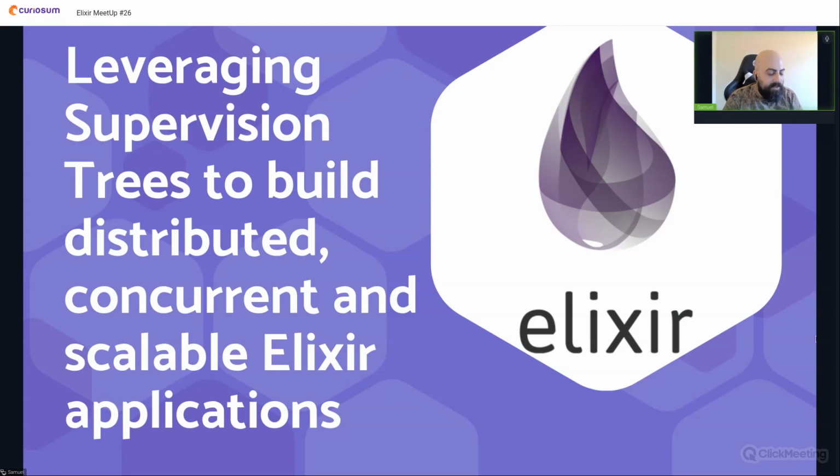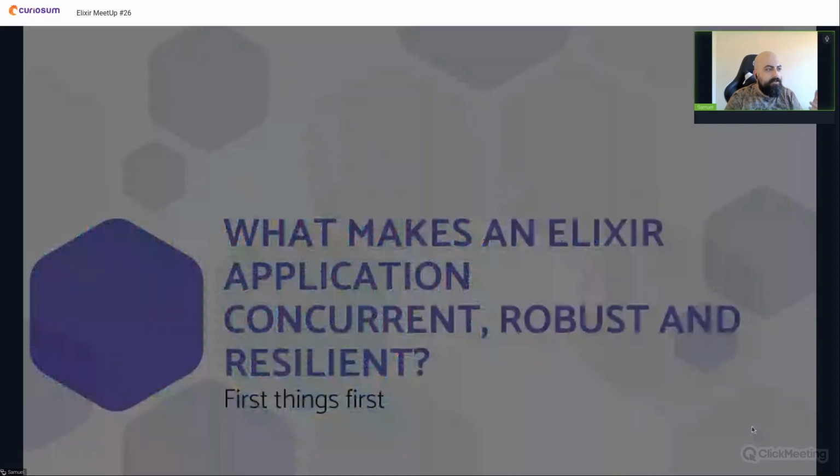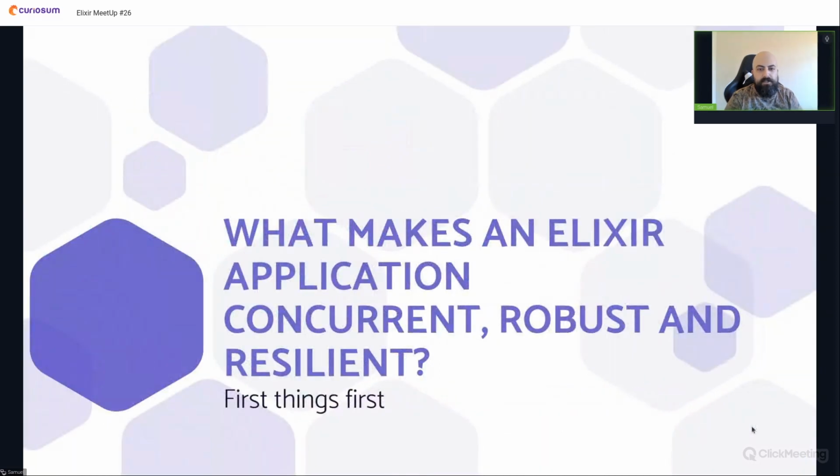Okay, awesome. So like Michael said, today the talk is going to be about supervision trees. I was going to give an introduction, but he gave one, so awesome. Before we start talking about supervision trees, I think it's very important that we talk about what makes an Elixir application robust and resilient.